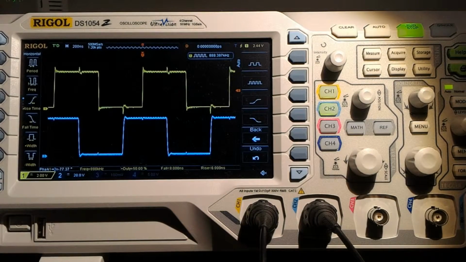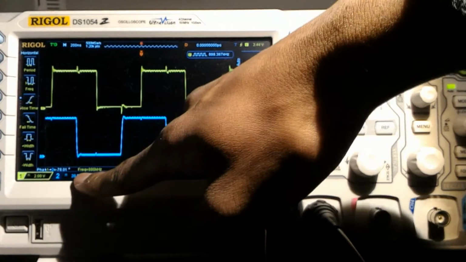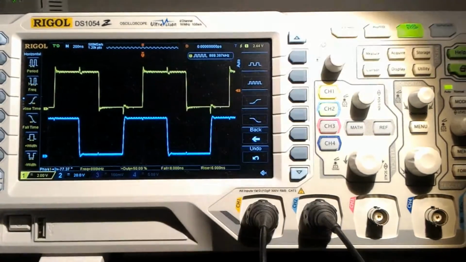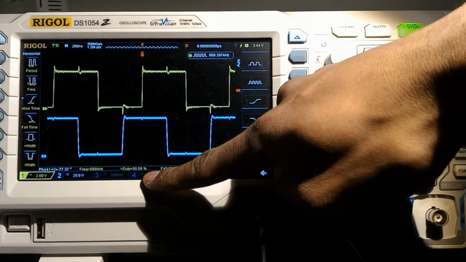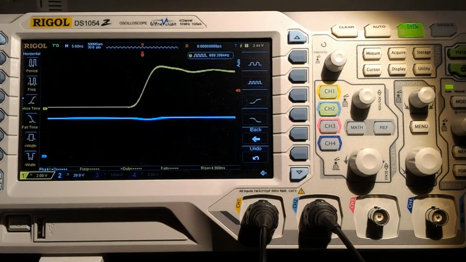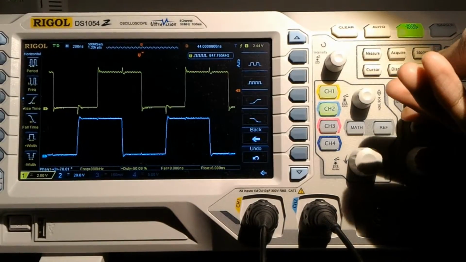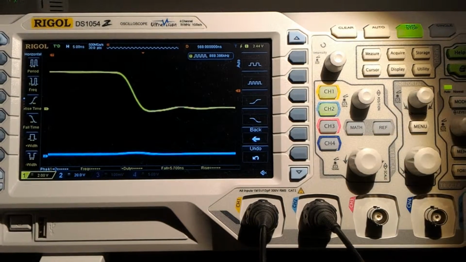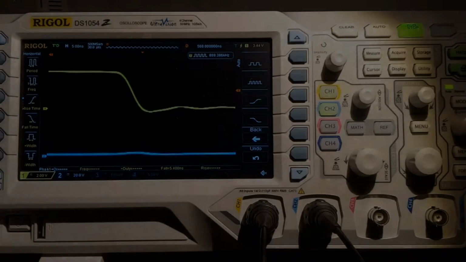I am now switching at 1 megahertz. As we can see, the phase is currently 80 degrees. The frequency is just below 900 kilohertz. The duty cycle is again 50%. And if we take a look at the rise time, it's 5 nanoseconds. The fall time is again 6 nanoseconds.